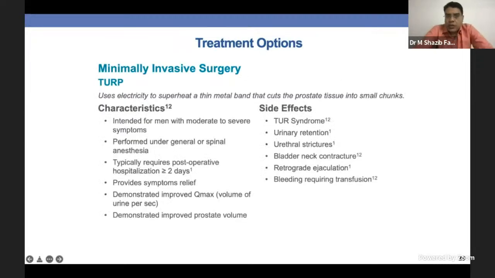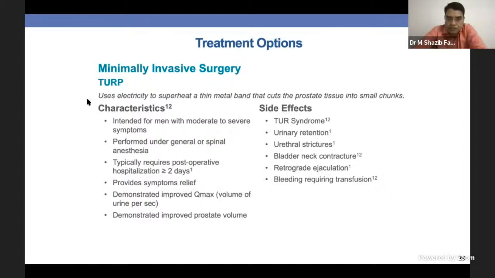So now moving towards the surgery, the basic invasive procedure. These surgeries are divided into two parts: one is minimally invasive surgery, another is open surgery. In the minimally invasive surgery, we have two options. One is TURP, transurethral resection of prostate.